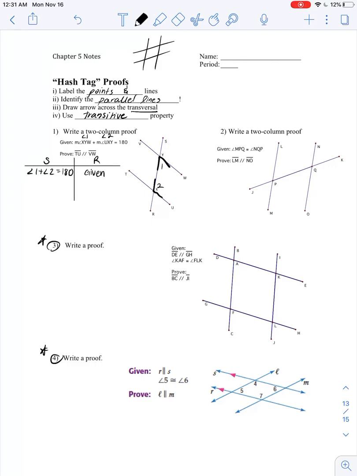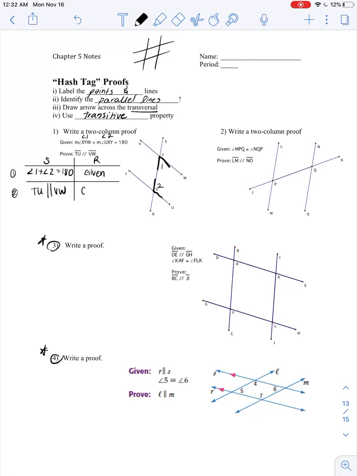Our statement is that angle 1 plus angle 2 is equal to 180, and we know that because it's given. We're trying to prove that these 2 lines, TU and VW, are parallel. You can't go label them beforehand and say they're parallel because we weren't given that information. That's what we're trying to prove. So because we know these 2 angles add up to 180, therefore we can say that the lines are parallel.